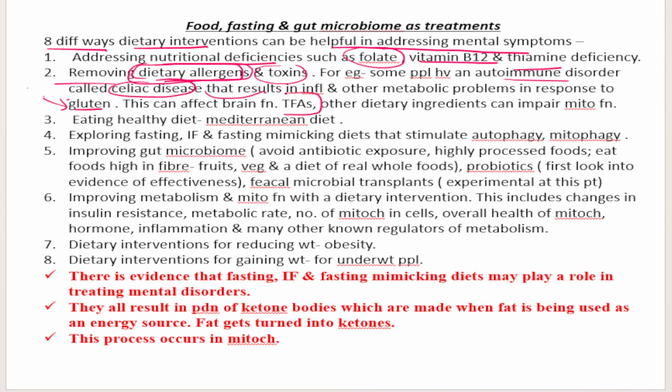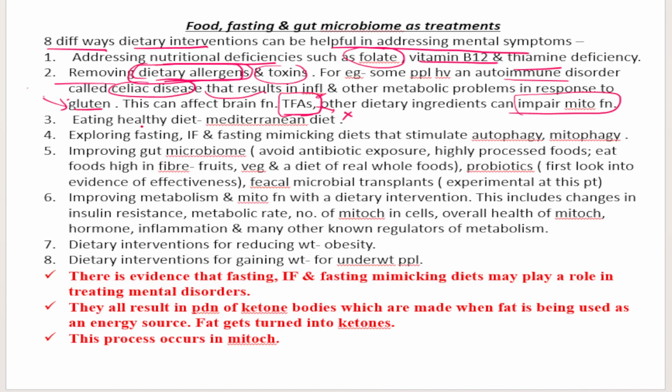Then trans fatty acids. We have just read about trans fats. They are harmful fats, and if you remove trans fats from your food, it can improve mitochondrial function. And if you eat trans fats in your food, it can impair mitochondrial function.